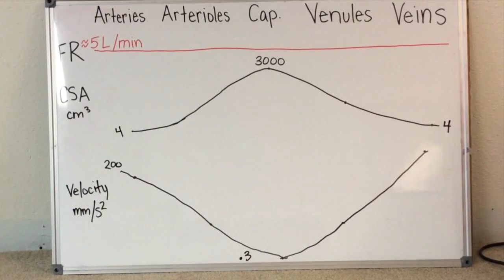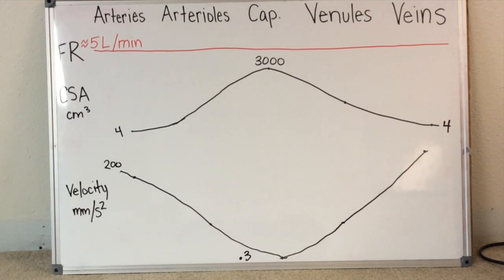As we begin our discussion about capillaries, it's important to remember that all arteries, arterioles, capillaries, venules, and veins have a constant flow rate of about 5 liters per minute. This ensures that no blood is backed up at any part of the system and that the heart has adequate venous return in order to meet cardiac output demands.